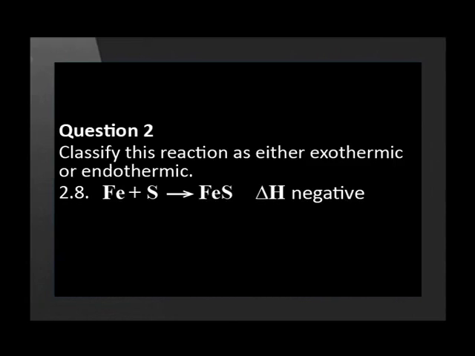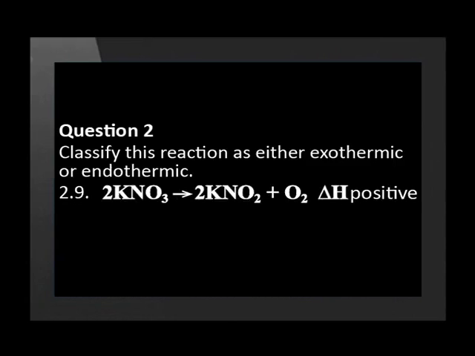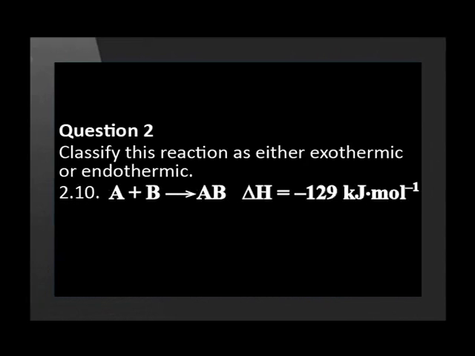Delta H is negative. Classify the reaction as either exothermic or endothermic. Potassium nitrate reacts to form potassium nitrite and oxygen, and delta H is positive. And now for the last one. Classify the reaction as either exothermic or endothermic. A plus B react to form AB, and delta H is negative 129 kilojoules per mole.